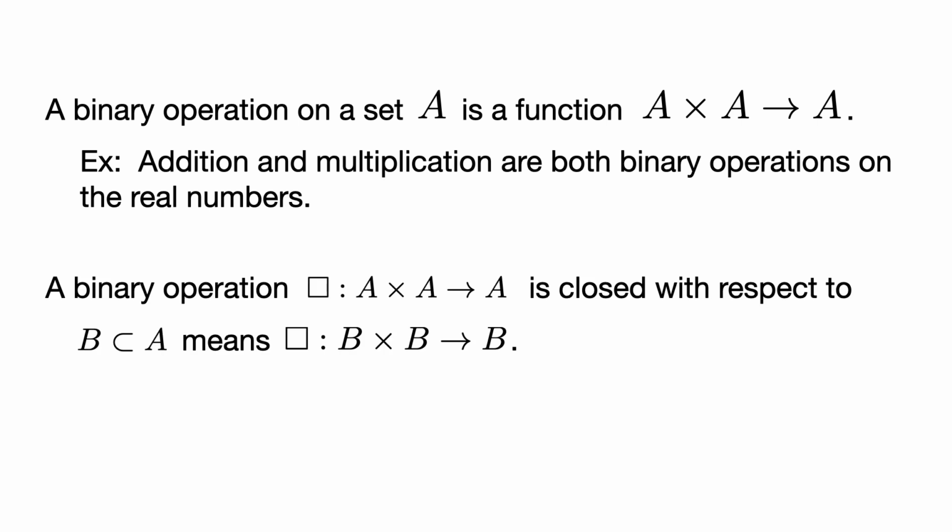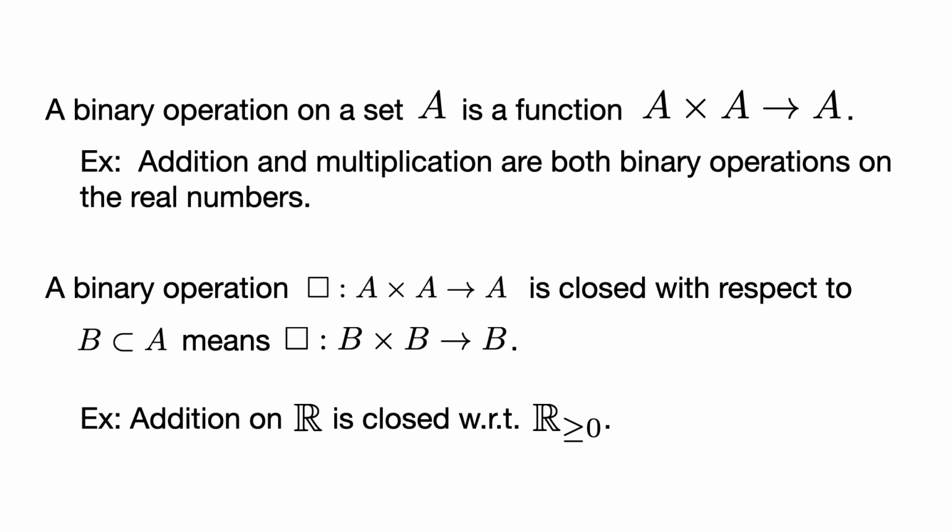Okay, here I'm going to denote a binary operation with the symbol square. So a binary operation square that maps A cross A to A is closed with respect to subset B of A, means that the same binary operation, when restricted to the domain B cross B, maps to B. So for example, addition on the real numbers is closed with respect to the non-negative numbers. If you add two non-negative numbers together, you get back a non-negative number. Therefore, it's closed with respect to the non-negative numbers.